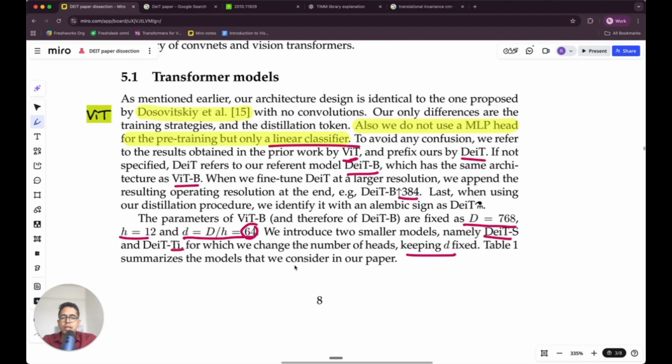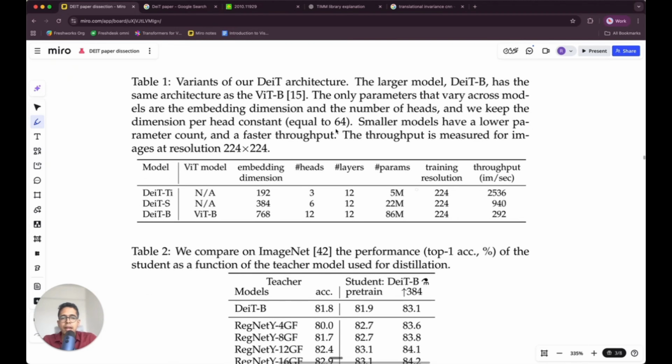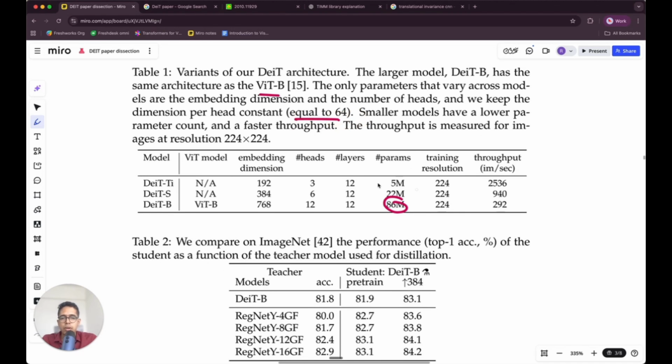Table 1 summarizes the models that we consider. Okay, let's see where is table 1. This is table 1, variants of our DeiT architecture: tiny, small, and base model. So total number of parameters in tiny is 5 million, the next is 22 million, the last one is 86 million. This base model is comparable to the transformer architecture in the vision transformer paper, which had around 84 million or something like that parameters. The larger model DeiT-B has the same architecture as vision transformer B. The only parameters that vary are the embedding dimension and the number of heads, and we keep the dimensions per head constant, equal to 64. All right, this is fine.